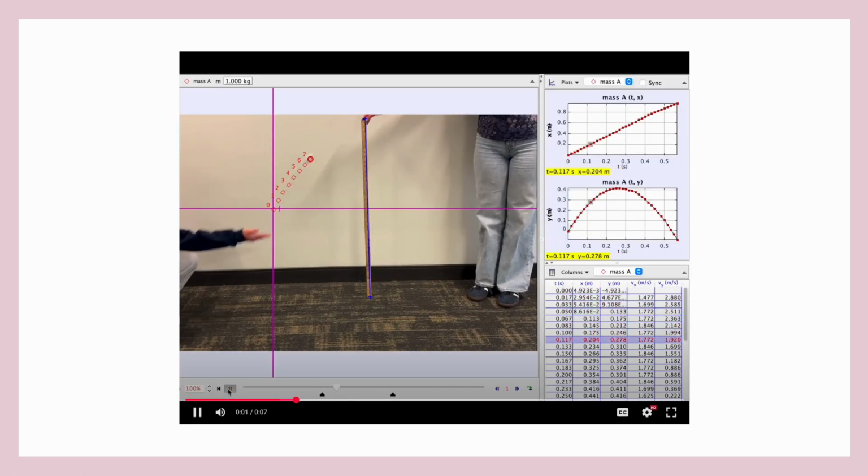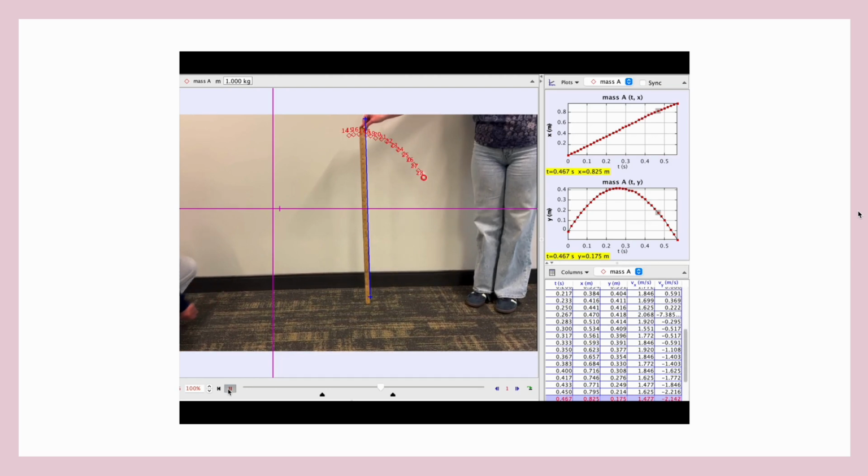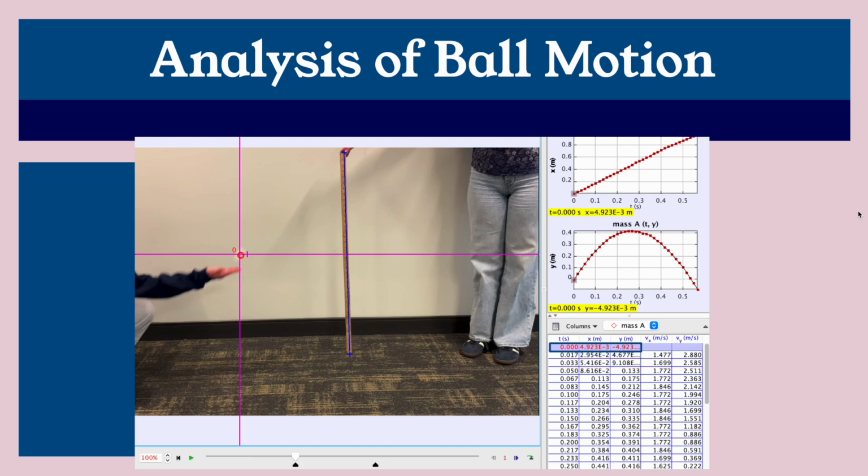Here's a video of our paper and tracker data. The initial position of the ball was 4.9 e to the negative 3 in the x direction and 4.923 in the negative y direction, and the initial velocity was 1.477 in the x direction and 2.88 in the y direction.